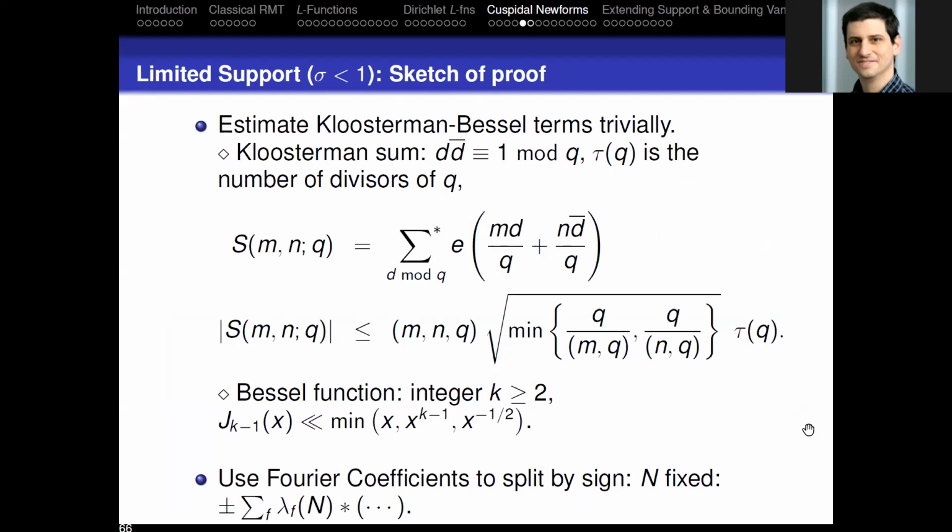And so, just going through some of the details, if we want to get trivial results just by naive estimation, if the support is small, we can essentially just bound things by trivial bounds, put in absolute values. How large can the Kloosterman sum be? How large can the Bessel function be? How large are the Fourier coefficients? And that gives us a pretty good answer.